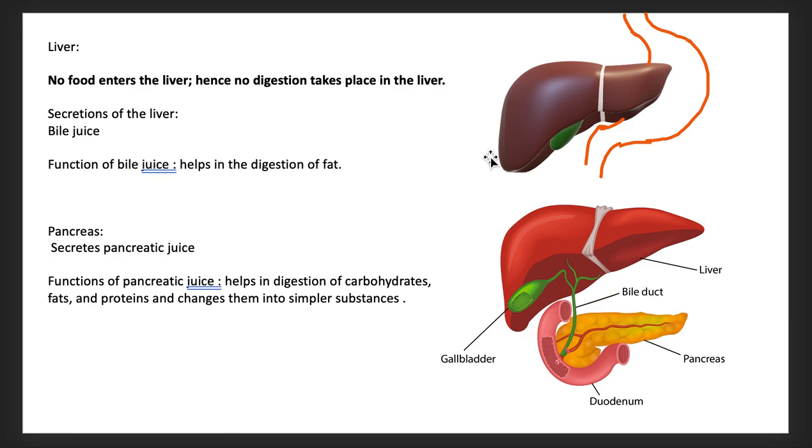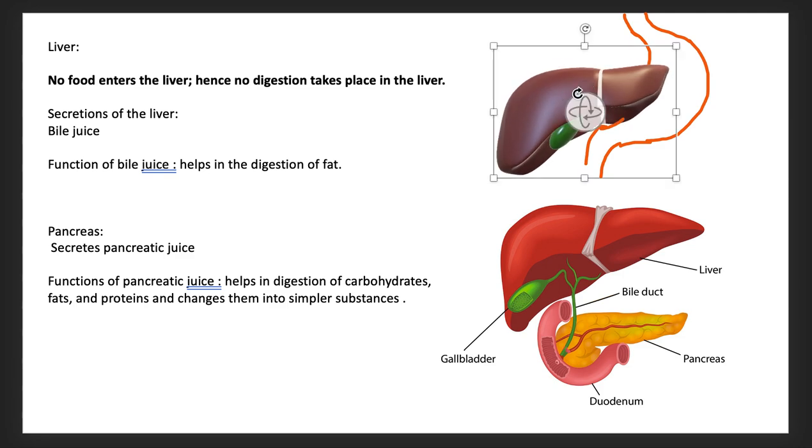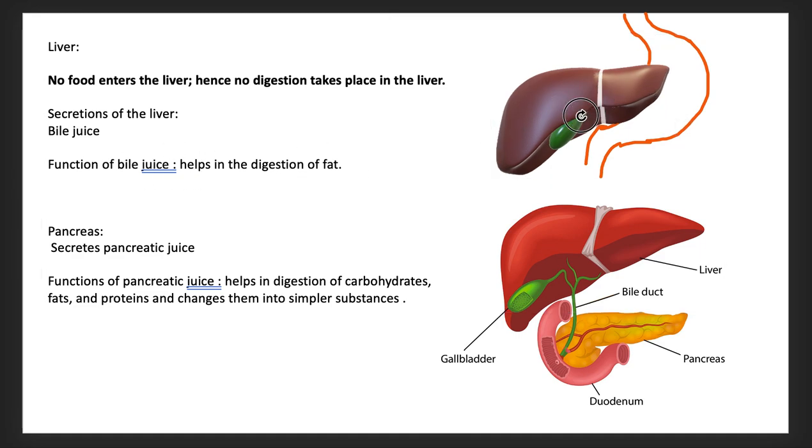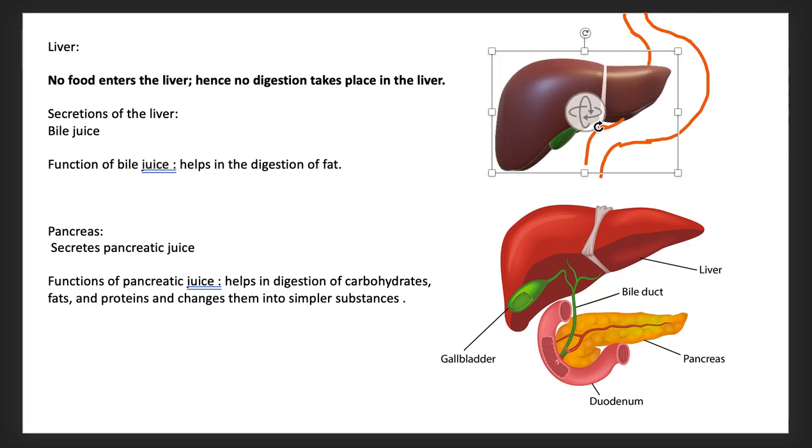So the liver produces bile juice. So the secretions of the liver, bile juice. What does this bile juice do? It helps in the digestion of fat. So we have the liver and we have the gallbladder. Now this liver is going to produce the bile juice, which will be helpful in the digestion of fat. So now fat will be broken down into simpler substances with the help of bile juice.